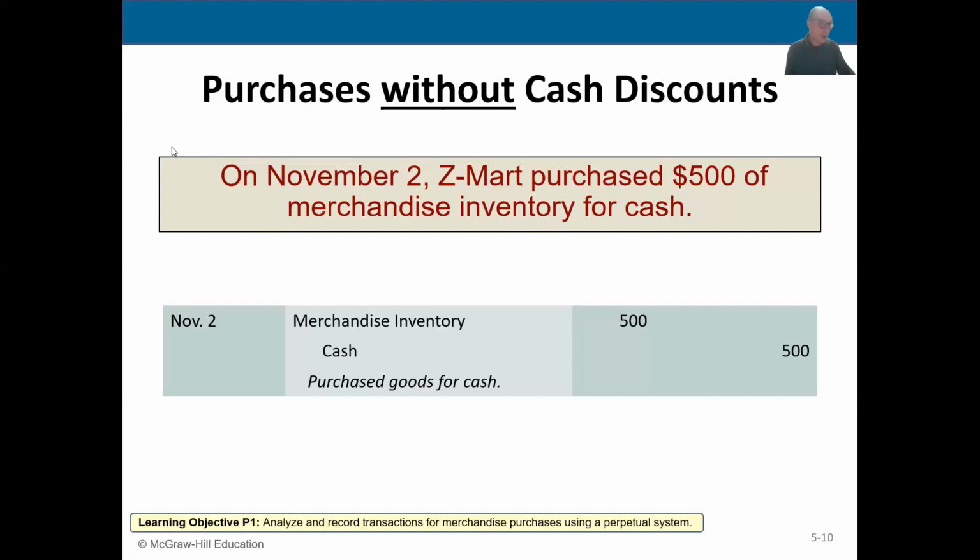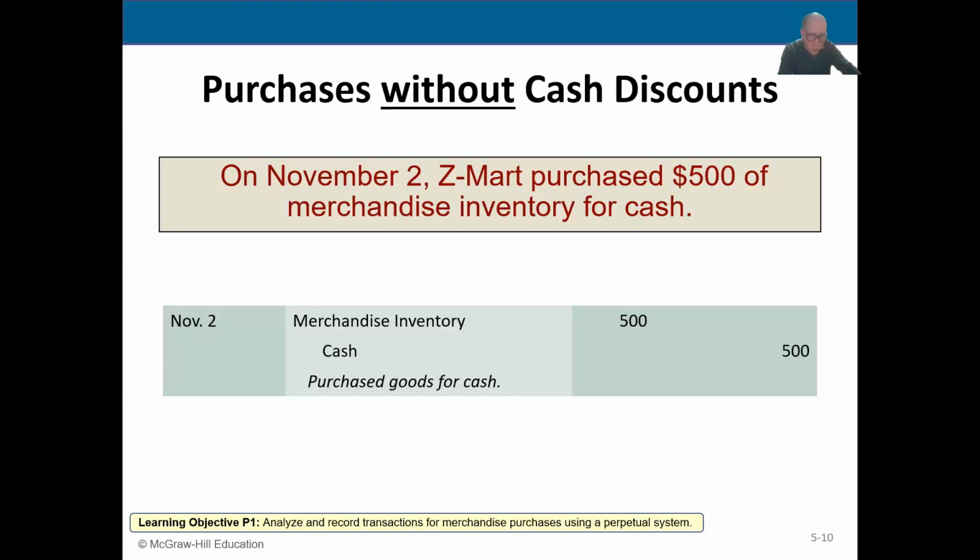So, first transaction we have here is our company. We're Zmart. We are a convenience store, we'll say. Okay. We own and operate a convenience store. And on November 2nd, I purchased $500 worth of inventory from my distributor in cash. $500 in cash of inventory from my distributor.